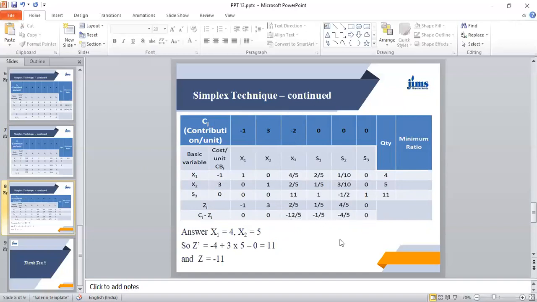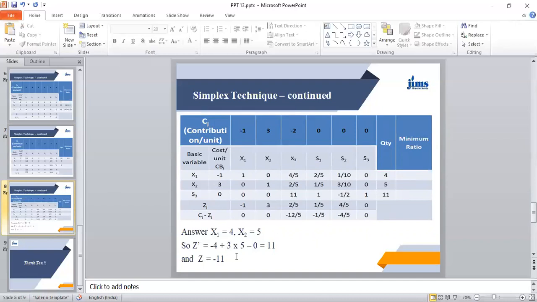So we calculate Cj minus Zj, that is the values in the net evaluation row, the index row. Now we see that all the values in the net evaluation row are either 0 or negative. So the optimal solution has been reached. What is the optimal solution now? Optimal solution is x1 is equal to 4 and x2 is equal to 5 and s3 is equal to 11. S3 has no contribution, so we simply write x1 is equal to 4, x2 is equal to 5.